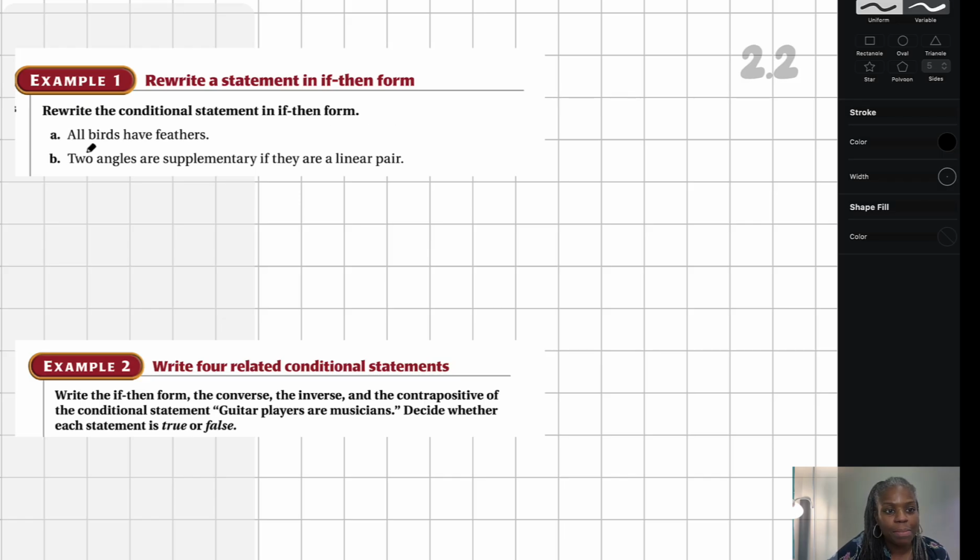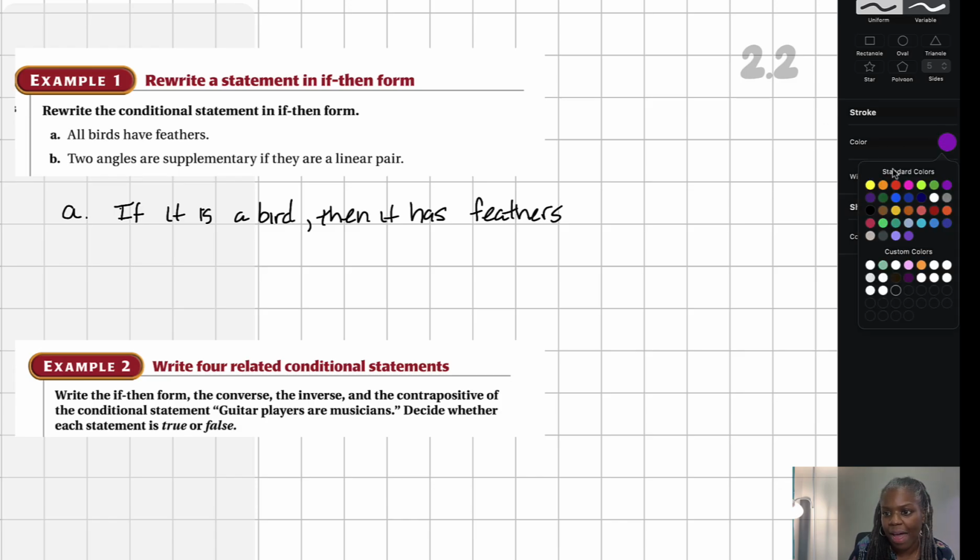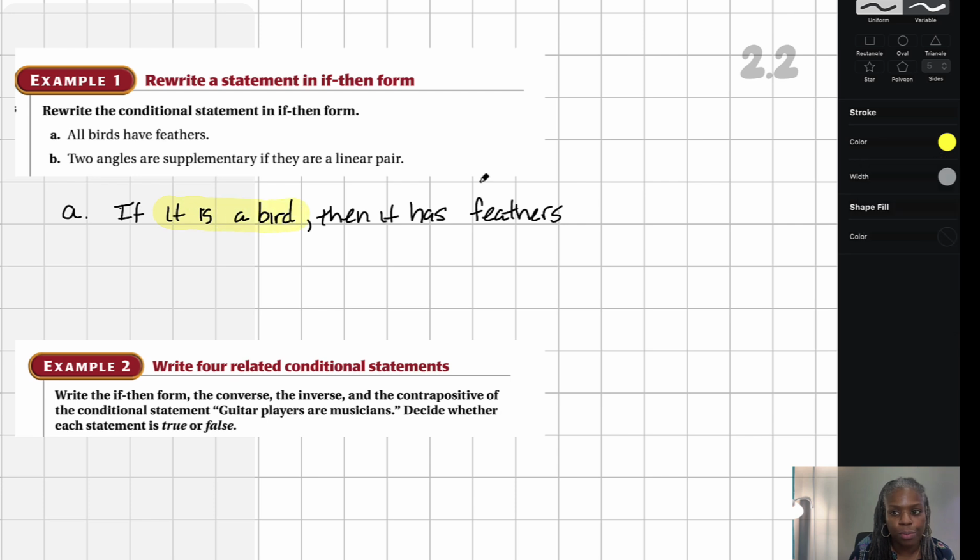So the first statement is all birds have feathers. If I wanted to write that in an if-then form, I would write something like this. If it is a bird, then it has feathers. And if I go back to my highlighting technique of highlighting the hypothesis in bright yellow, we know that the hypothesis comes after the word if, and then the conclusion in bright orange, it comes after the word then. So if it is a bird, then it has feathers. That's part A. Let's look at part B.